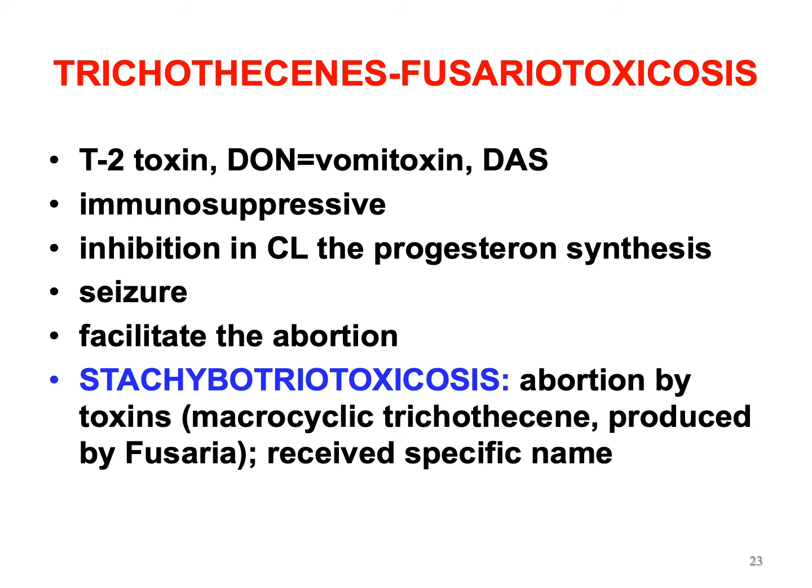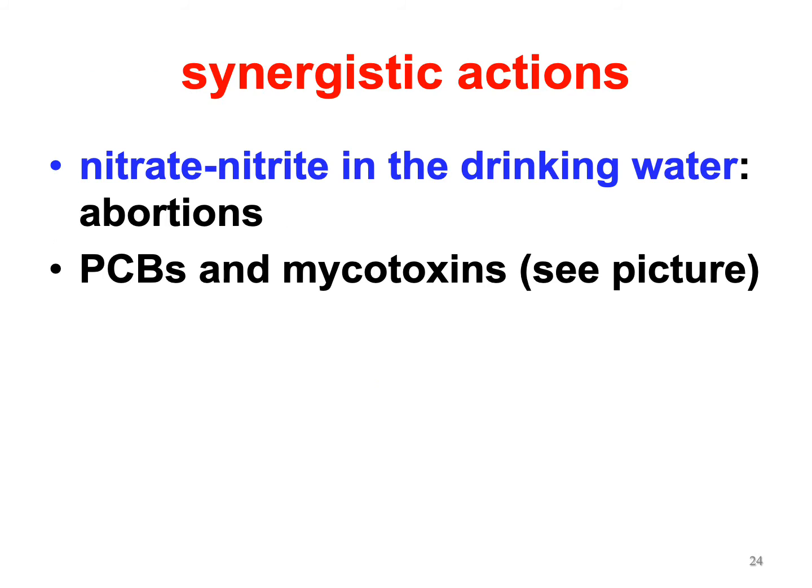And finally, in this group, the previously treated as an independent disease, the stachybotryotoxicosis. This is an abortion by macrocyclic trichothecene toxins, but with a lot of bleeding and very typical abortion in gestant sows.